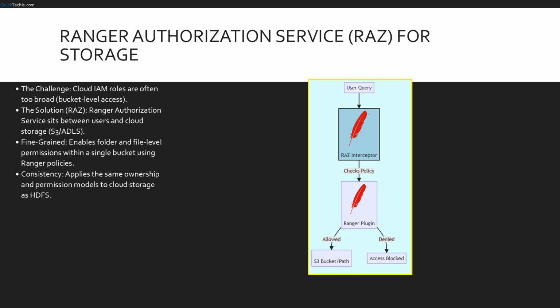This visual shows the RAZ interception path. A user query attempts to access data. Instead of hitting the storage directly, it passes through the RAZ interceptor. This interceptor consults the Ranger plugin to check if a policy exists for that specific file path. If the policy permits, access to the S3 bucket is granted. If not, the request is blocked before it ever reaches the cloud provider's API.